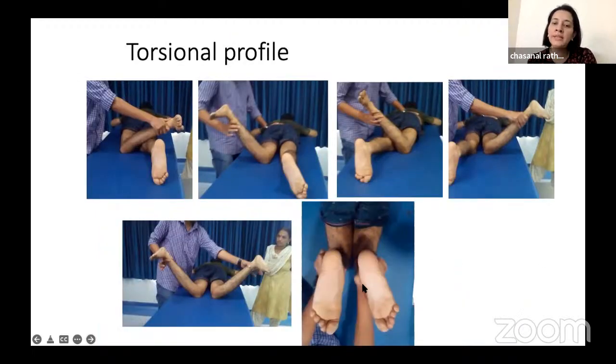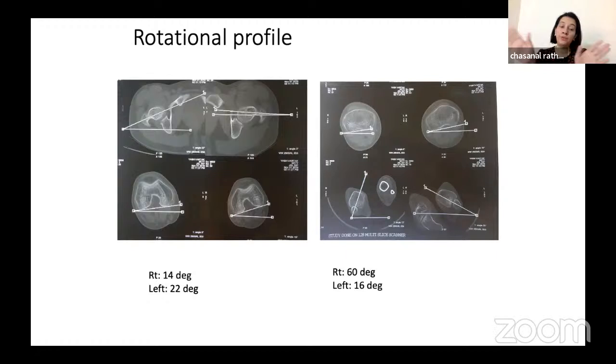So we saw that the right side has an intorsion, the right is much more externally rotated. And that's what we had seen on the gait also. The right was much more as compared to the left. So that's the rotational profile on CT. And you see that the femurs are around 14 on the right and 22. So the left has a slightly increased femoral version.